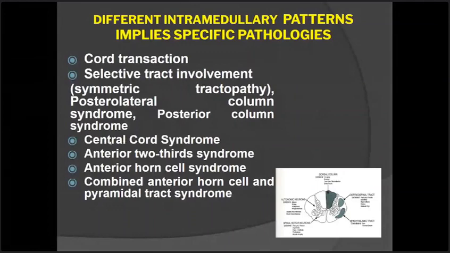Central cord syndrome: the central canal of the spinal cord is extended, so the lesion is in the central part of the cord. Anterior two-thirds syndrome takes the anterior two-thirds and spares the posterior column and posterior horn. Anterior horn involvement is anterior horn only, and you know what poliomyelitis is, which characteristically has a predilection to involve the anterior horn. Combined anterior horn cell and pyramidal tract signs, Dr. Abdul Karim described in motor neuron disease.